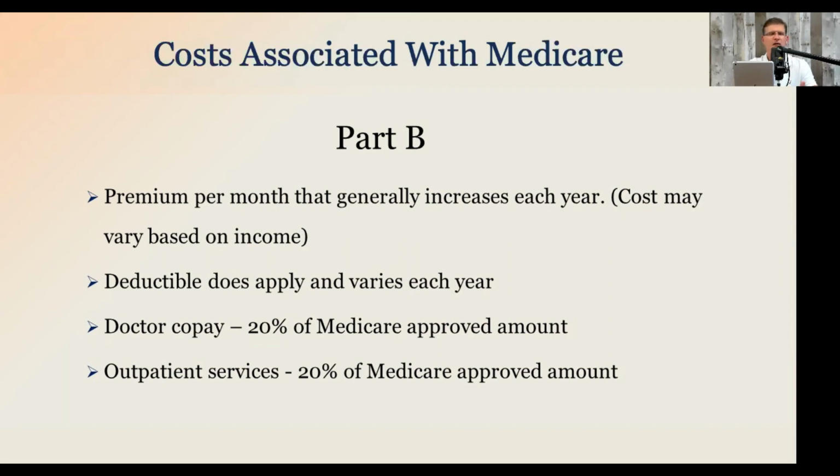Somebody may be telling you they're paying $140 a month, and somebody else you may know says, "Hey, I'm paying $400 a month." Well, that's because they made a lot of money, and it's based off their income, their tax filing. But generally, a majority of people pay the same amount each month. Deductible does apply, and that varies each year as well. The doctor copay is 20% of the Medicare approved amount. Outpatient services, 20% of the Medicare approved amount.